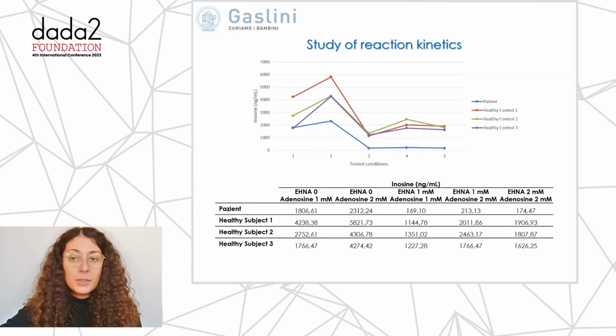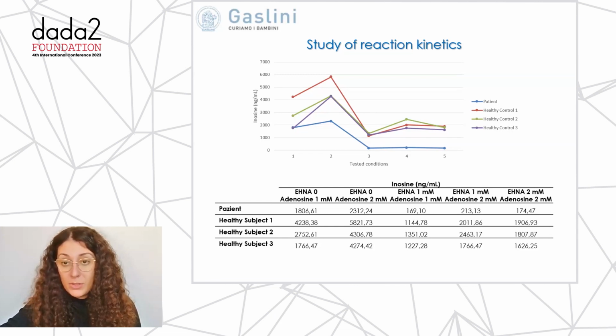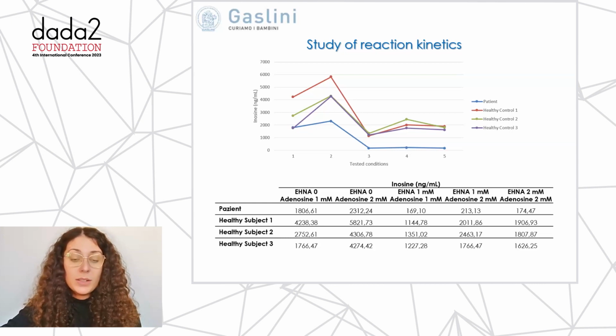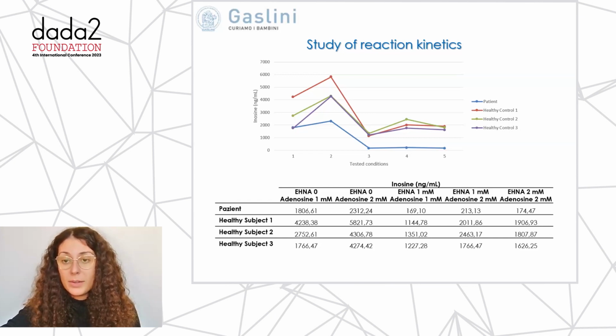After we developed the method, we had to study the reaction kinetics, and we studied the inosine produced by samples obtained from one DADA2 patient, so a patient with a known ADA2 deficiency, and 3 healthy subjects. We used different concentrations of EHNA and adenosine until we found the best combination, which allowed us to distinguish the activity in the patient and in the healthy subjects, which was EHNA and adenosine 2 millimolar.